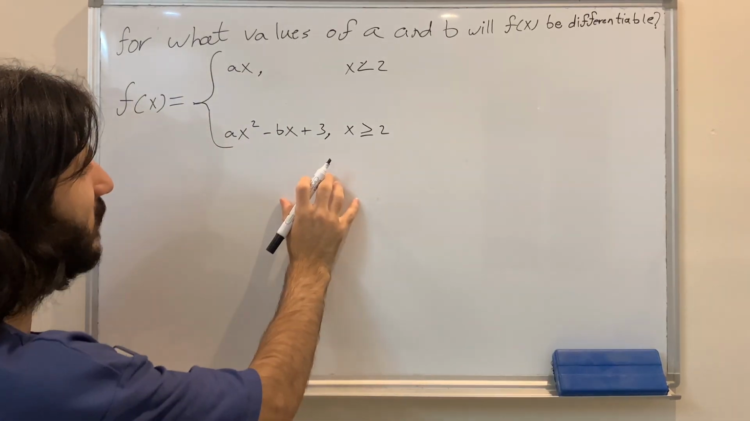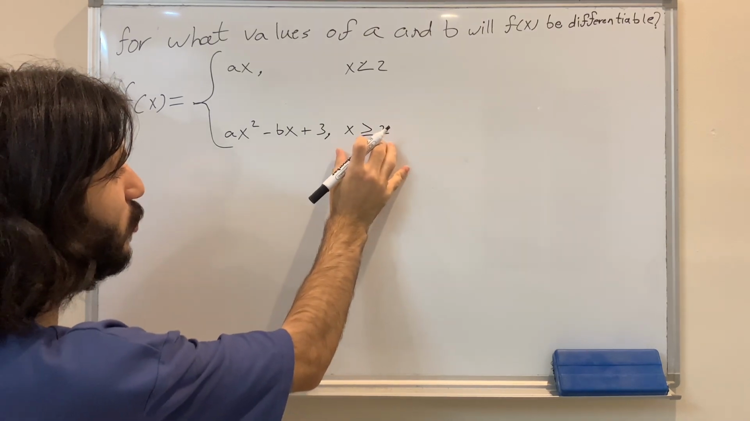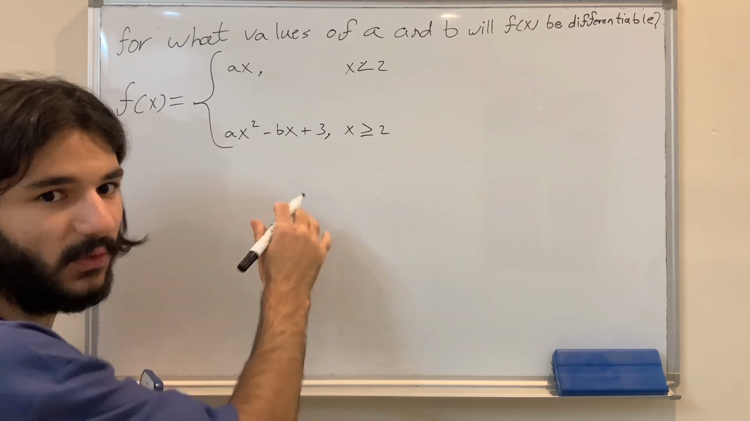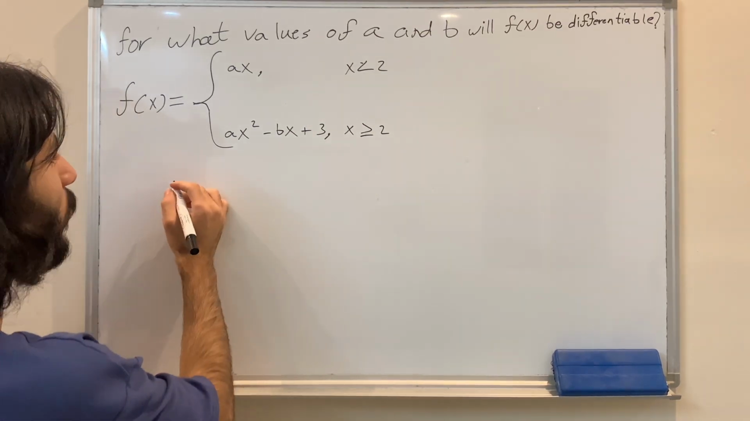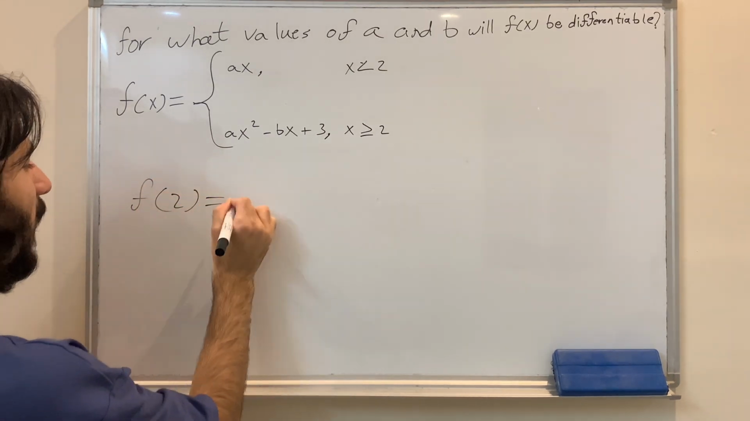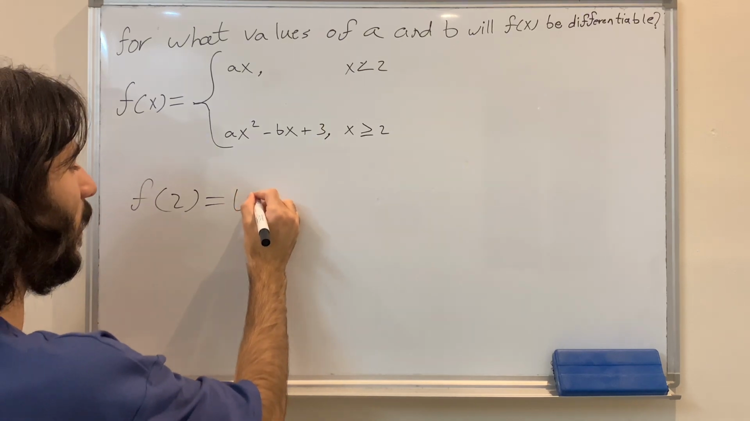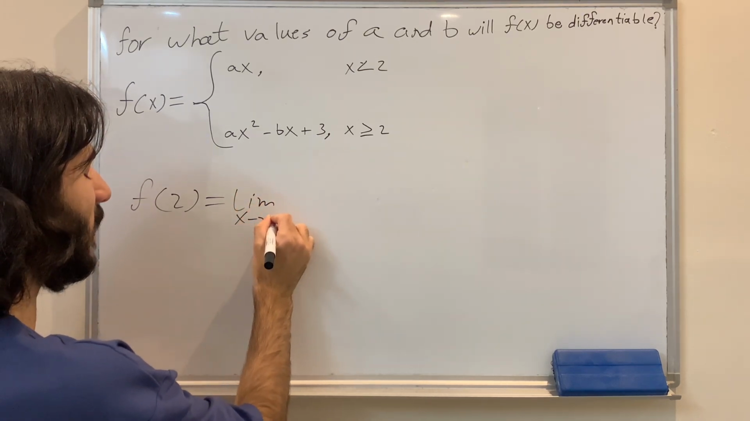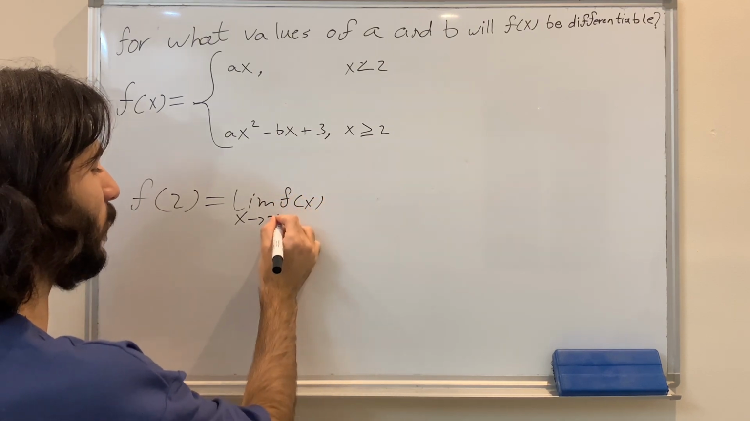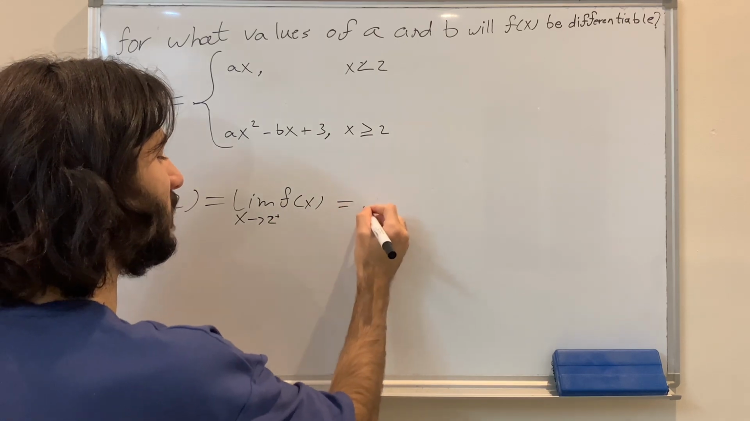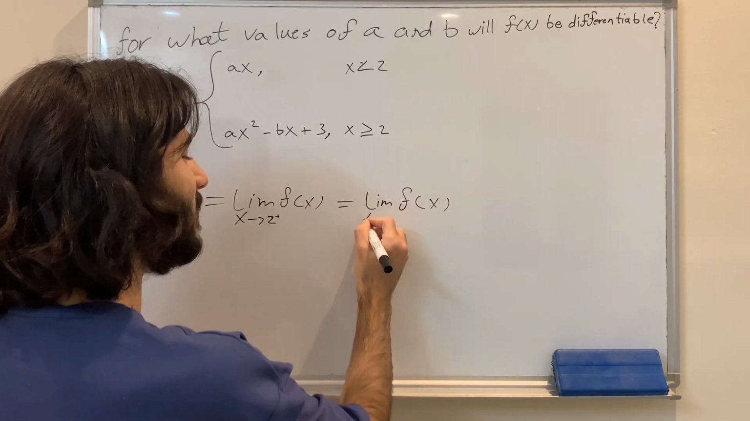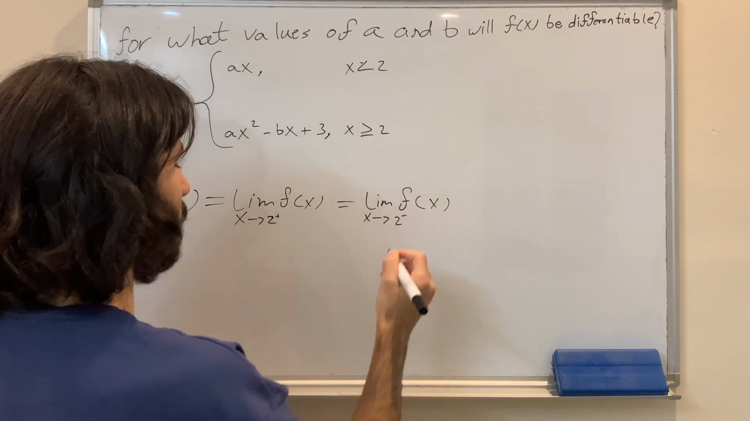to prove that this is continuous, we need to firstly plug in the 2 into the f of x, and we need to take the limit of f of x from the left and the right. Now, when we plug in the f of 2, okay, and we set it equal to the limit of f of x as x approaches 2 from the right, and equal to the limit of f of x as x approaches 2 from the left.